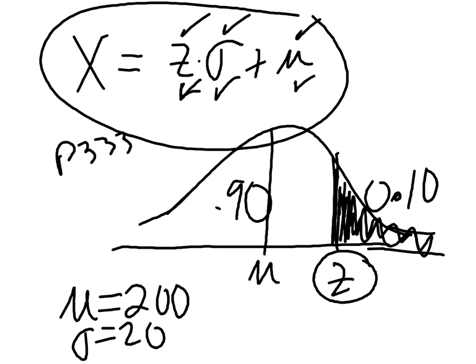Okay, so it's got to be above 200 because 200 is the mean. So let me redraw the situation. And of course, you've got the book in front of you there.